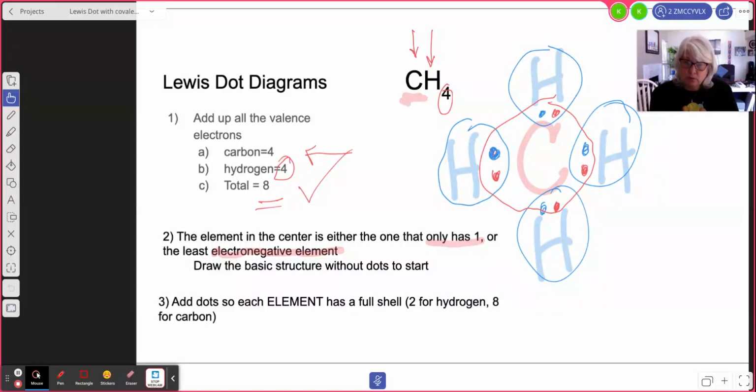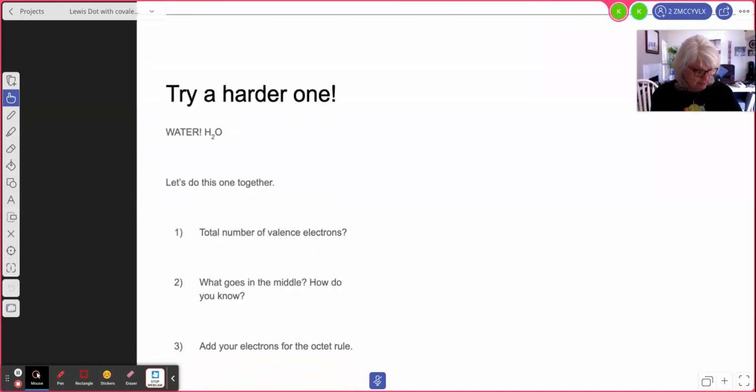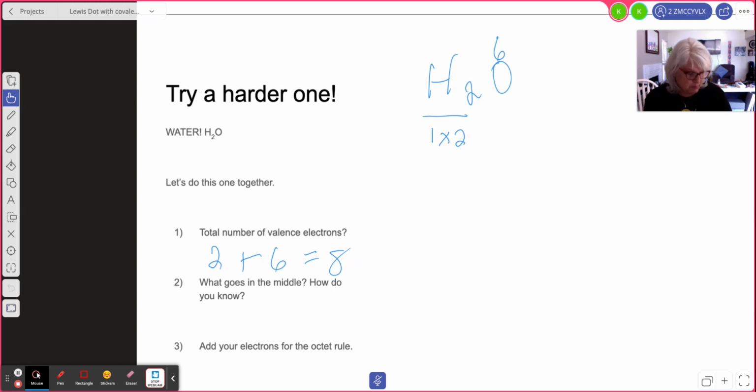I want to try one more just as practice, a little bit of a harder one that isn't quite so clean. So here we have water. We all know water is H2O. So we have, remember the steps. The first thing we need to do is count the number of valence electrons. Hydrogen has 1, but there's 2 of them. So we have a total of 2 for hydrogen. Oxygen is in group 16, so it has 6 valence electrons. We only have 1 oxygen, so that makes a total of 8 valence electrons, just like the last example.